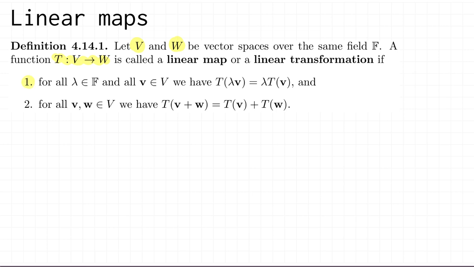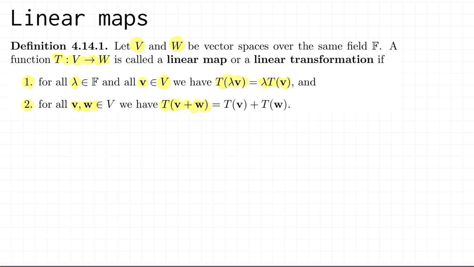First of all, respecting scalar multiplication means that for every scalar lambda, and for every element v in V, T of lambda times v should be the same as lambda times T of v. And secondly, to respect addition means that for every two elements v and w in the vector space V, it must be that T of v plus w is equal to T of v plus T of w. So this is the definition of a linear map, and you actually know many examples of linear maps already, so let's just look very quickly at a couple of examples.